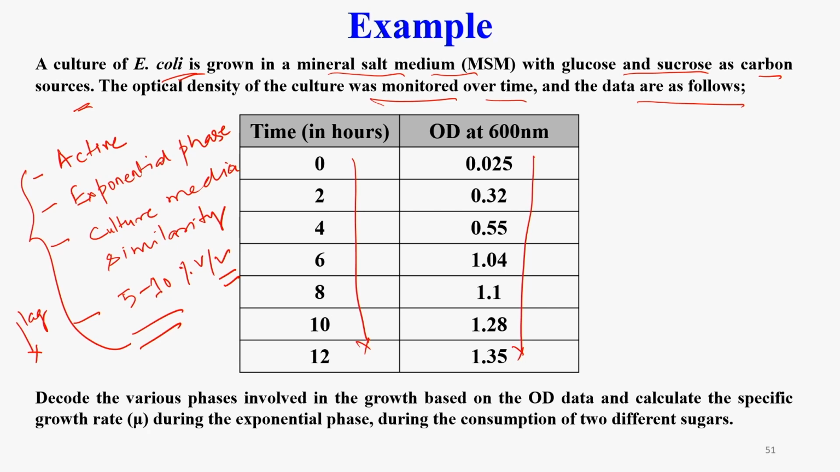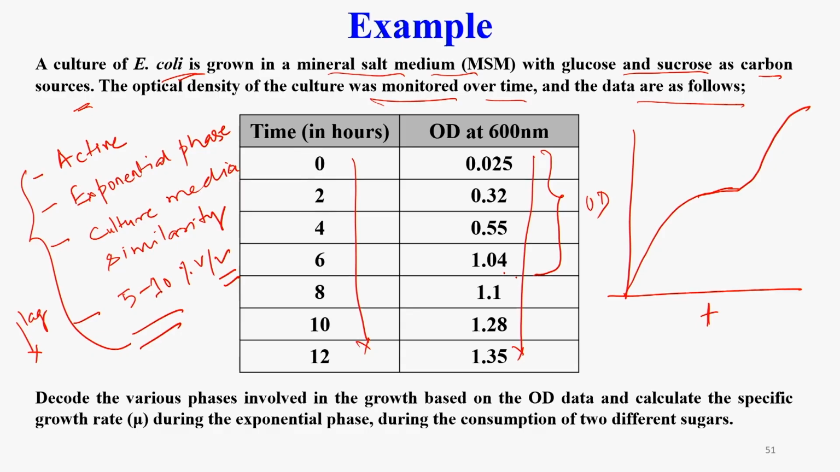So far it looks okay, but when I plot time against optical density, you can see it is increasing up to 1.04. There is a rapid increase, then a slowdown here, then a further increase. So, you can see one phase from 0 to 6 hours, then a second starting from 10 and 12 hours.